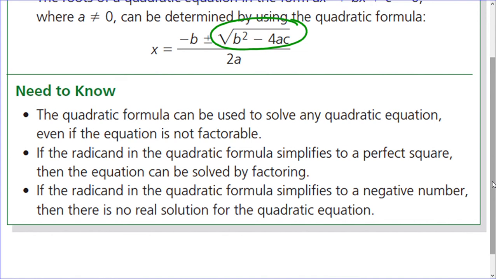So that wraps up the unit on quadratics. Once you get a handle on this, let me know if you have any questions, and we'll practice some problems later.